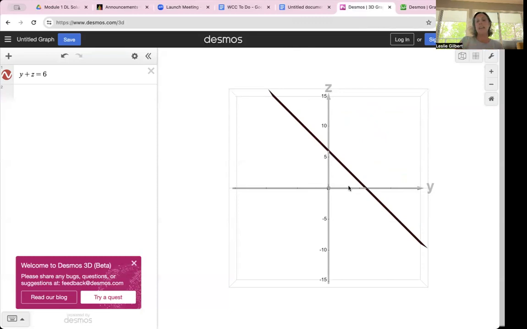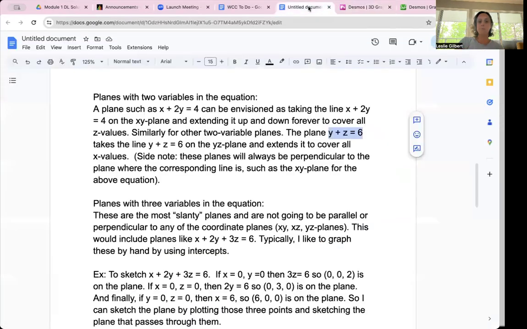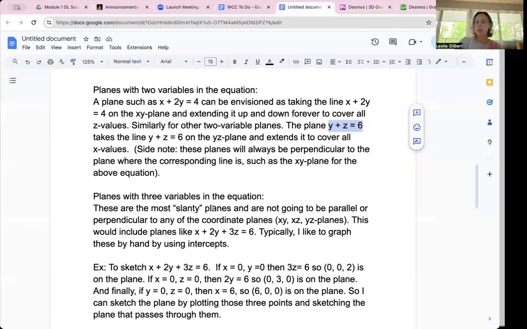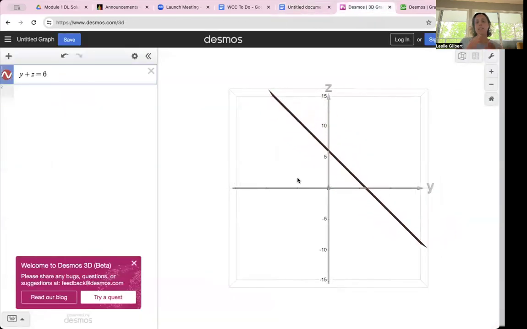z, right? And it extends it along so that it includes all values of x. So x can be whatever, but y and z have to satisfy this relationship that they add up to 6. And these, by the way, are always going to be perpendicular to the plane where the corresponding line is. So if you look at this right here, this plane is perpendicular to the YZ plane.